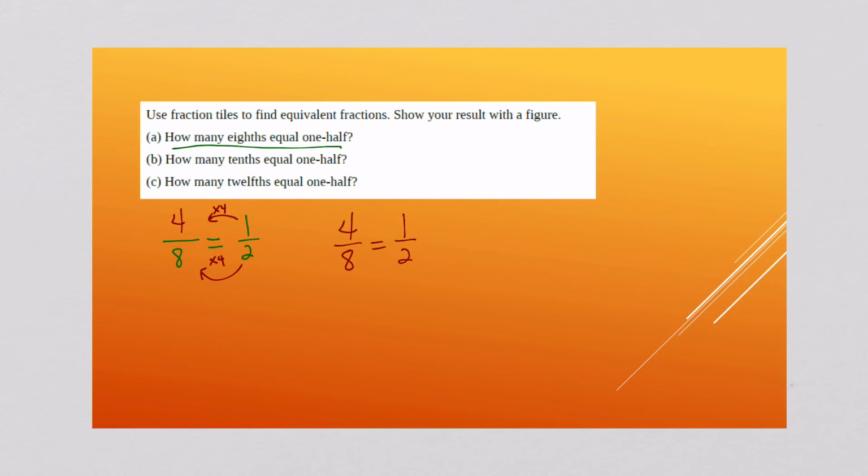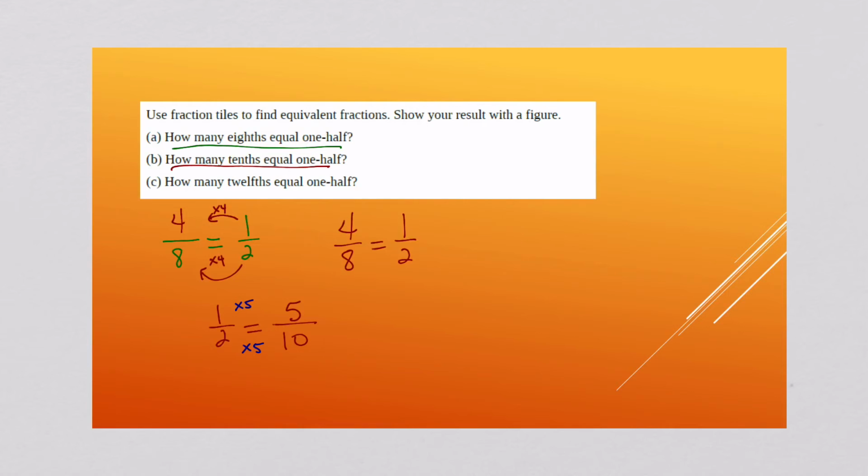Part B says how many tenths equal 1/2. So 1/2 is equal to how many out of 10. So I had to multiply the 2 by 5 to get it to be 10, so I have to do the same to the top. So I get that 1 times 5 is 5. So there are 5/10 equal to 1/2.